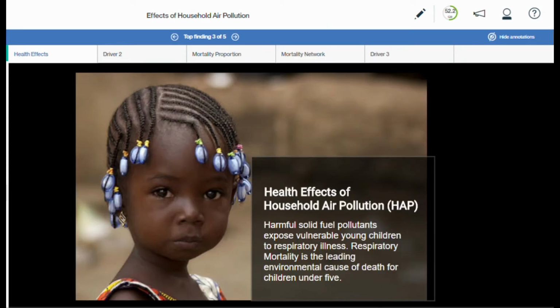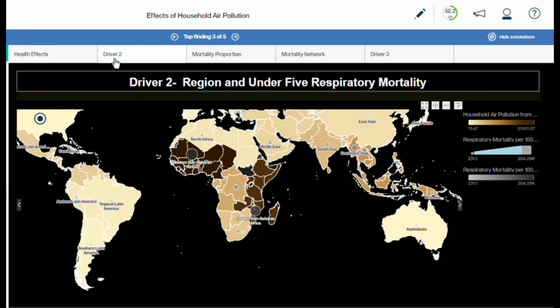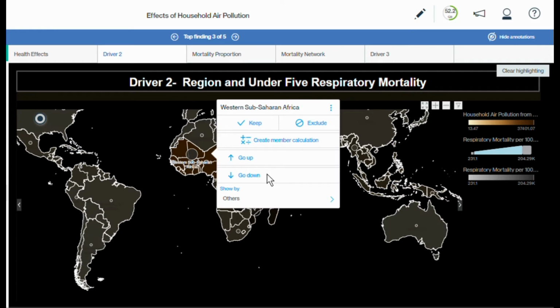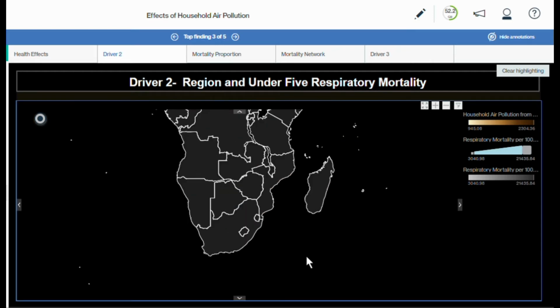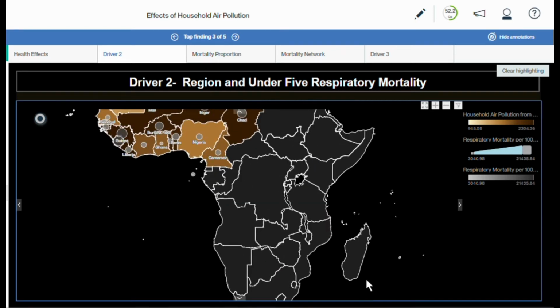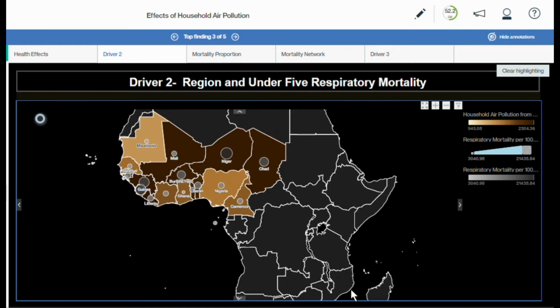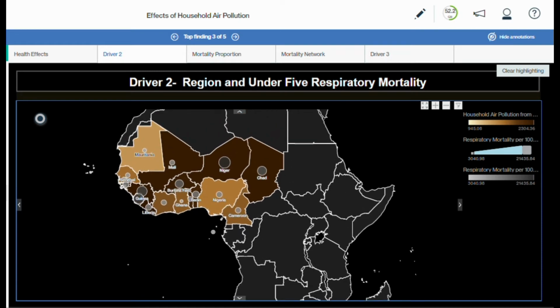Health effects of household air pollution. Harmful solid fuel pollutants expose vulnerable young children to respiratory illness. Respiratory mortality is a leading environmental cause of death for children under 5. Driver 2, region and under 5 respiratory mortality. Eastern and Western Africa are highlighted on the regional map with dark shading for HAP and large dark circles for under 5 mortality. Drilling down into the Western African region identifies countries with the greatest health effects from HAP, including Niger, Chad, and Guinea.